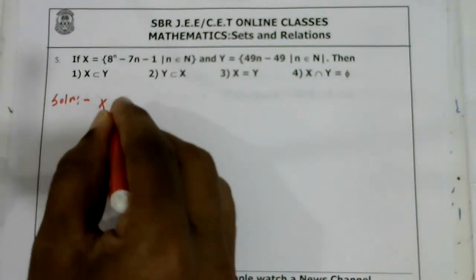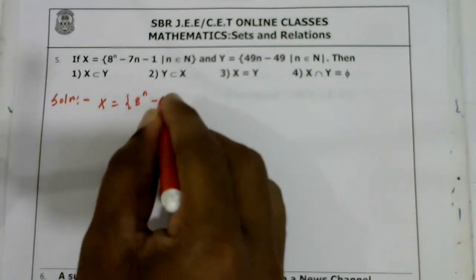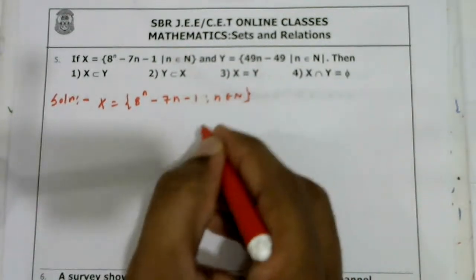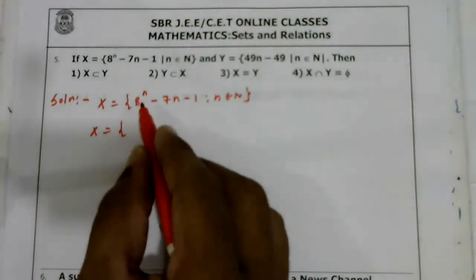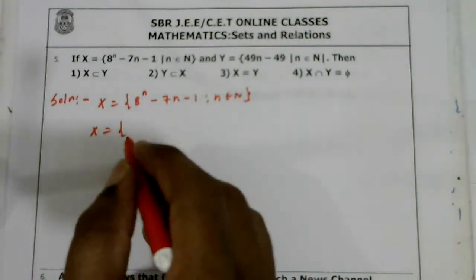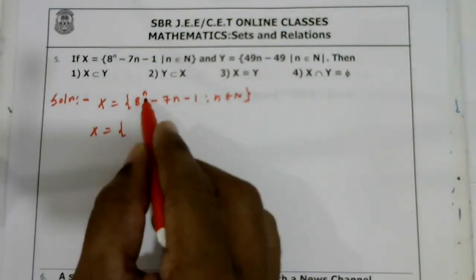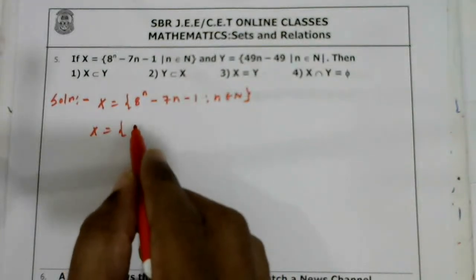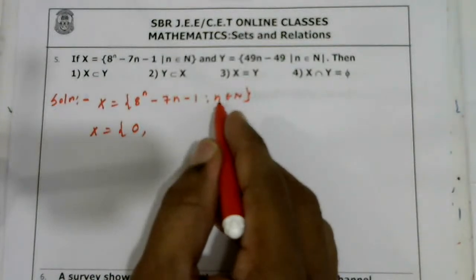Okay, what is X? X is a set, how is it defined here? 8 raised to n minus 7n minus 1, such that n belongs to natural numbers, right? So if I substitute the values of n and take the elements of X, if I take n is equal to 1, right? So 8 power 1 is 8. 7 into 1 is 7, minus 7 minus 1 is minus 8. 8 minus 8 equal to what? 0. First element I am getting as 0 in set X when I put n equal to 1.